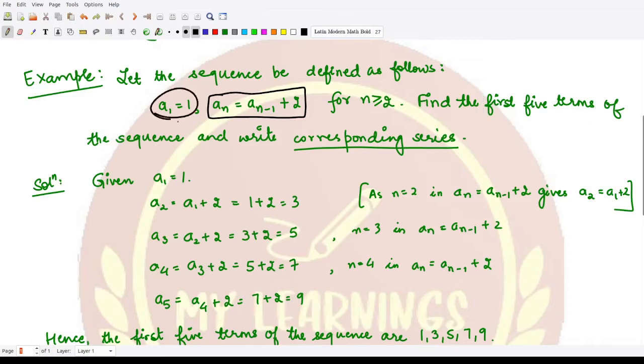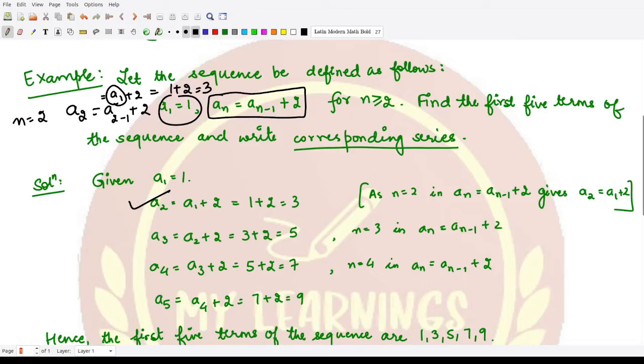First term is given to us, this is a1 is equal to 1. For the next term in this expression, when we substitute n is equal to 2, we would have a2 is equal to a2 minus 1 plus 2, right? And what is a2 minus 1? It is a1. And what is the value of a1? a1 is given to be 1, so we have 1 plus 2, so the answer is 3. So this is how we obtain this term as 3.